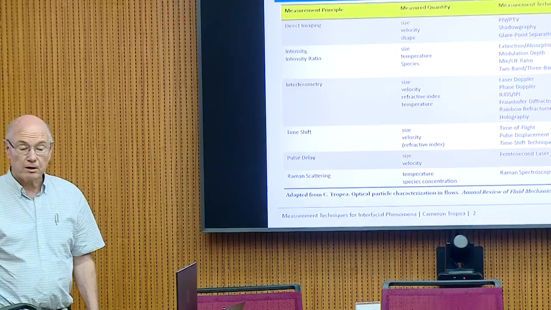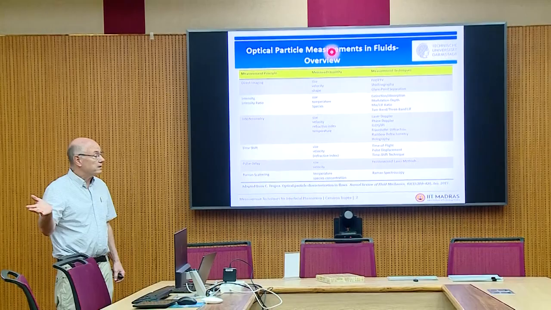And I would like to just show you this picture. It's actually, I think, a useful picture. I made this picture a long time ago, back in 2011, in an article. And I tried to say, for all of these different techniques we have for measuring things like droplets in flows, how do we classify them?